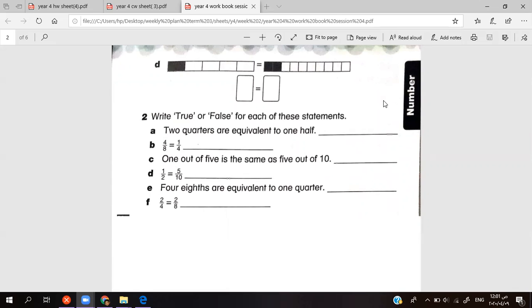This is page 45. Okay. Can you please answer D as well for me? Answer number D and pause me and come back to see how we answer.